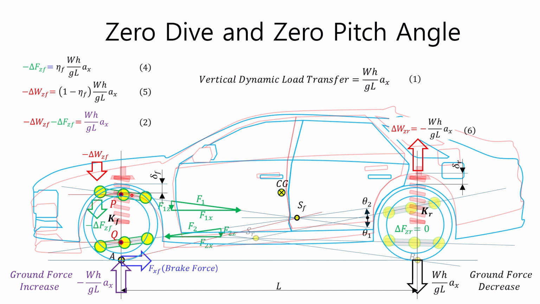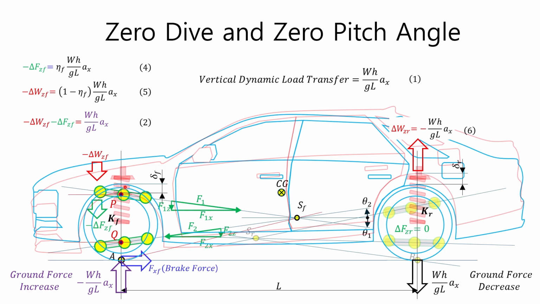The condition for zero dive during braking is that the front spring displacement becomes zero. To make the front spring displacement zero, one must make the vertical dynamic load acting on the front spring, delta WZF, zero. By changing the geometry of the front suspension links to alter the position of the front virtual reaction point SF, the magnitude of the resultant force acting on the front suspension links can be changed. Consequently, the magnitude of the force acting on the spring changes and the front ride height changes.